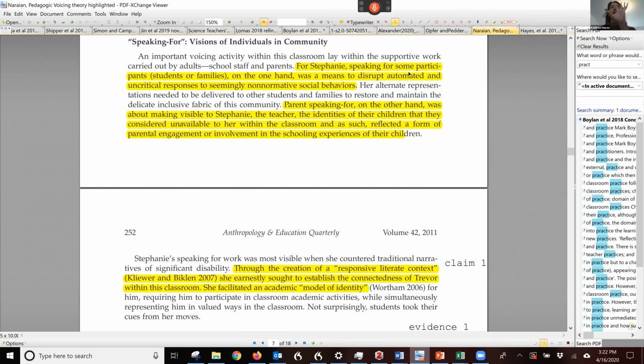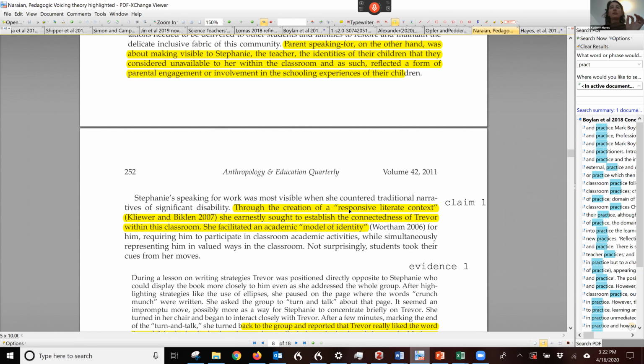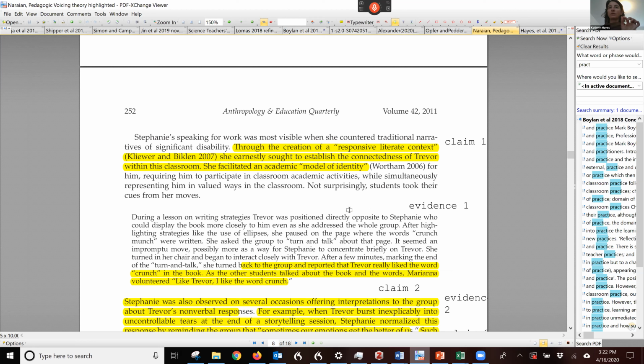I already told you she's laid out her two sub-themes, her two codes, and then here is where she starts on the first sub-theme with a claim, right? So Stephanie's speaking for work, okay? And this is her claim. Through the creation of a responsive, literate context, she earnestly sought to establish the connectedness of Trevor within this classroom. She facilitated an academic model of identity for him. All right, so that's the claim.